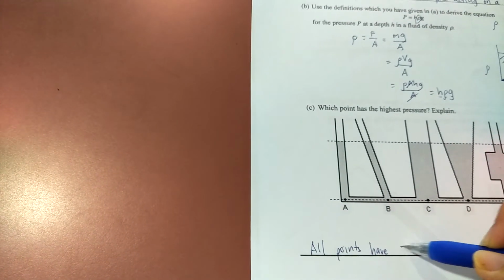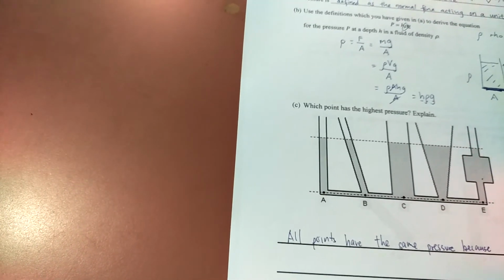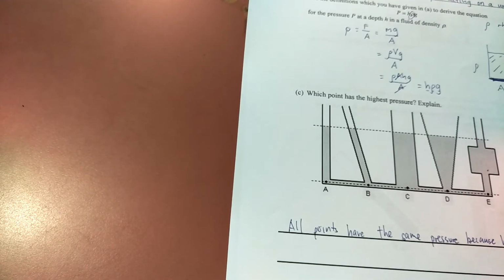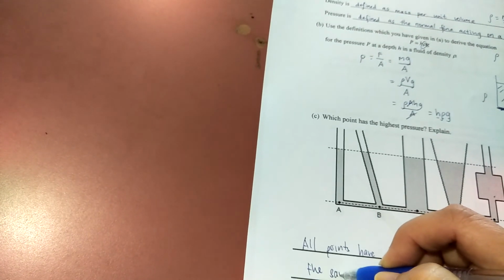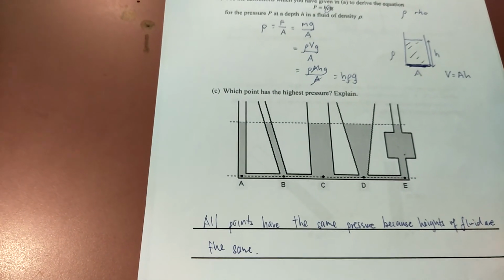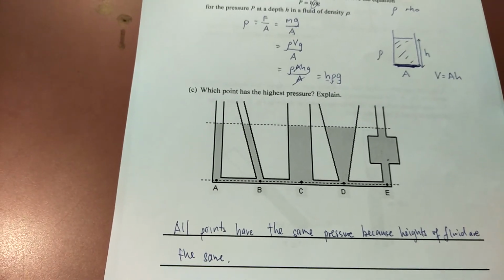So to answer this question, all points have the same pressure, because heights of the fluid are the same. Okay, so heights of the fluids are the same. Same density because same fluid. And G is definitely the same. So the only deciding factor would be the height.